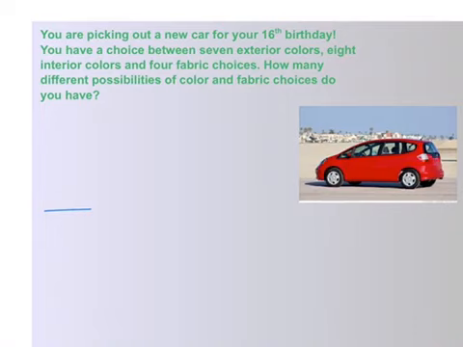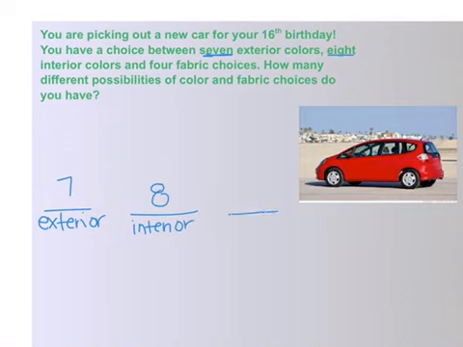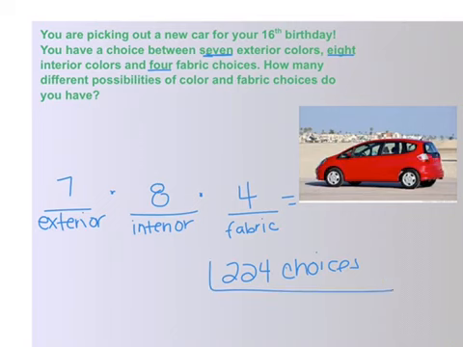The first thing we get to pick is the exterior color. For exterior color, we have 7 options. Then we get to pick the interior. For the interior, we have 8 options. And then we get to pick the fabric. For our fabric, we have 4 different options. So we're going to multiply all of these together like the fundamental counting principle tells us to do. And we would come up with 224 different choices of car for our 16th birthday.